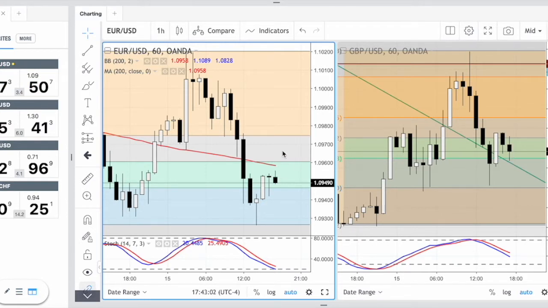bounced back up, and the euro, well, after that one rally, the next hour went down and back up again, and this current hour is just stuck where it is. So nothing else to report on for now.